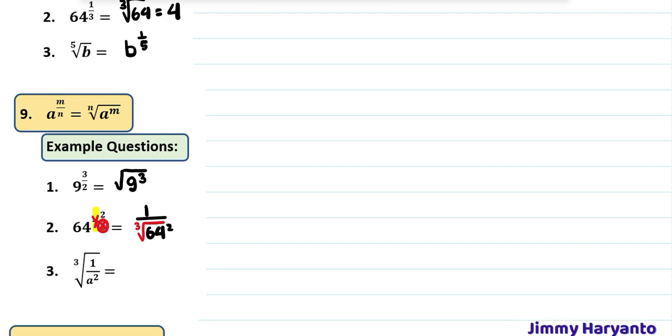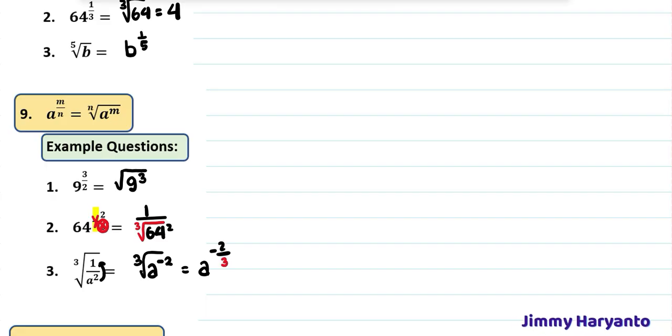Okay. And then for this one, the question is reversed. The root is already given. You have to write it down in exponential form. Okay, so first, I want to bring this one to the top. So you have a to the power of negative 2, right? And then after this, I will convert the cube root into powers. Remember, when you have cube root, you will have the power of over 3. Like that. So the answer is this one.